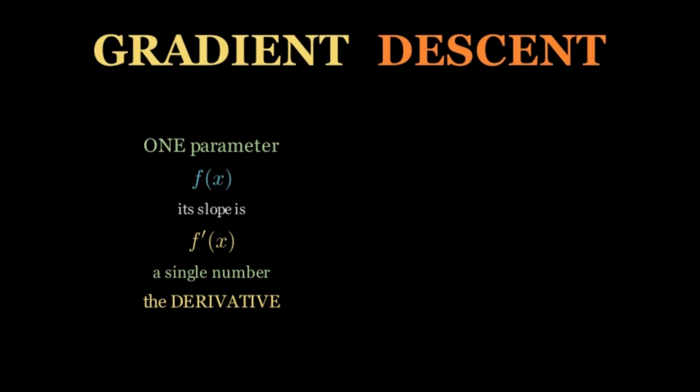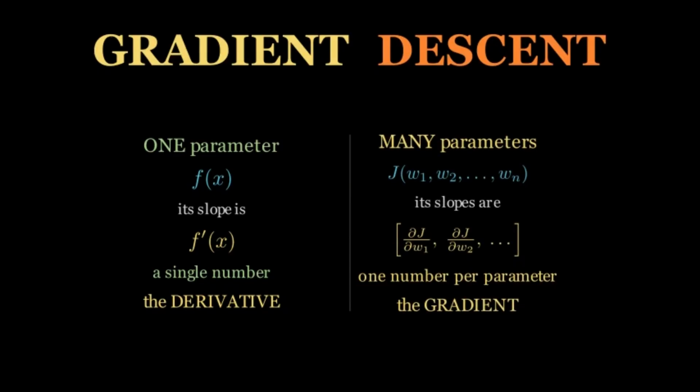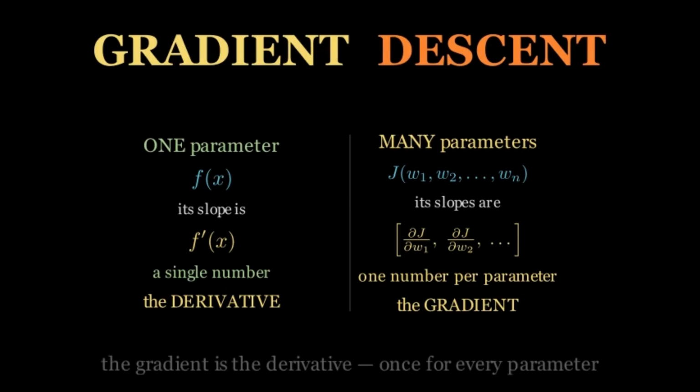But a real model has many parameters, millions of them, and then you can't describe its steepness with a single number because it depends which parameter you wiggle. So you work out one slope for each one and collect them into a list. That list is the gradient. So the gradient is not some new harder object, it's the derivative once for every parameter.